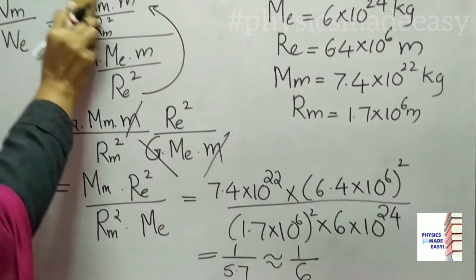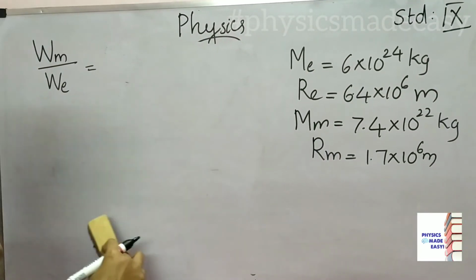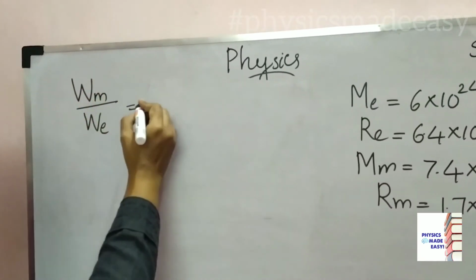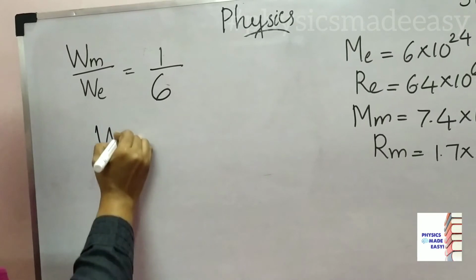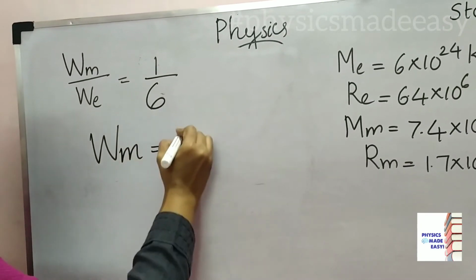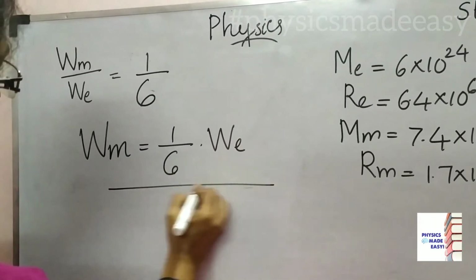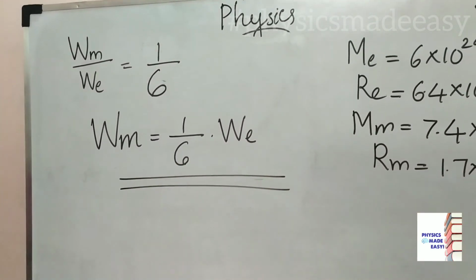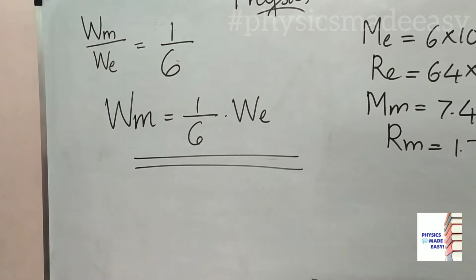Listen here now. Here you can see Wm divided by We is equal to 1 by 6. So, Wm is equal to 1 by 6 into We. Weight of that object on moon is equal to 1/6 of weight of that object on the earth.